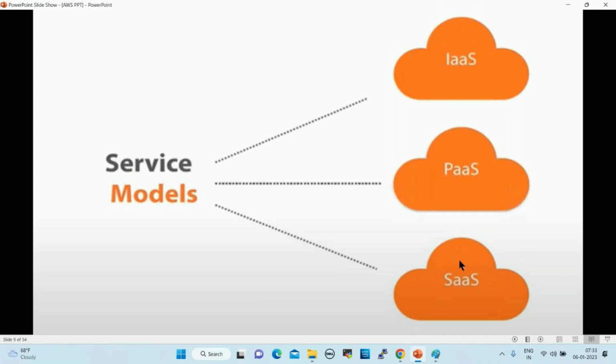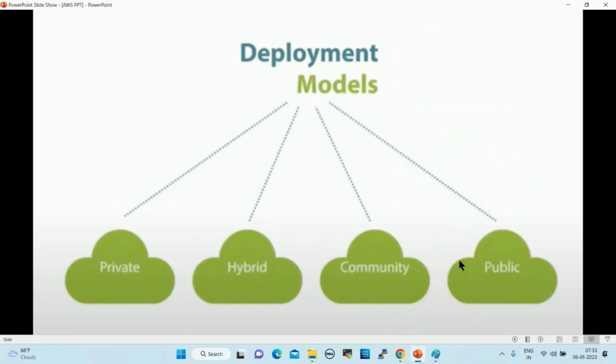Next one, deployment models. These are the four deployment models available, right? Private cloud, hybrid cloud, community cloud, public cloud. What is private cloud? It is an on-premises cloud in our local server room. For example, we can say VMware, Citrix, and hypervisor. These all come under private cloud, right?